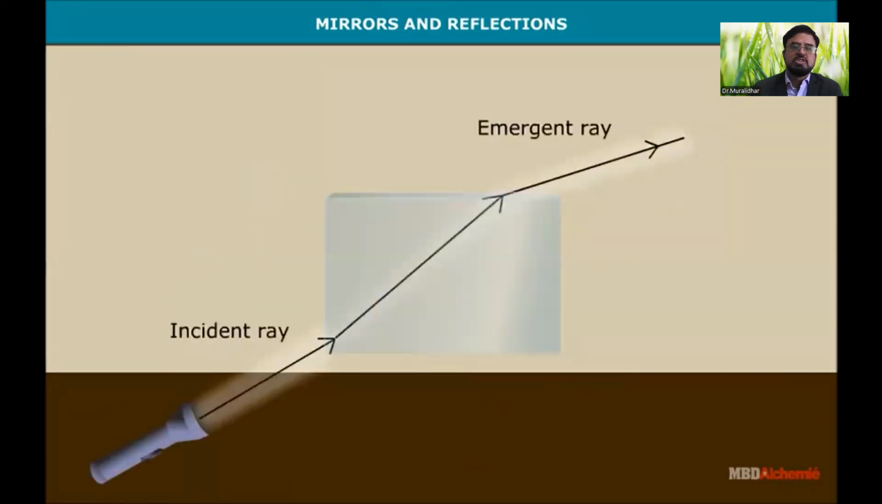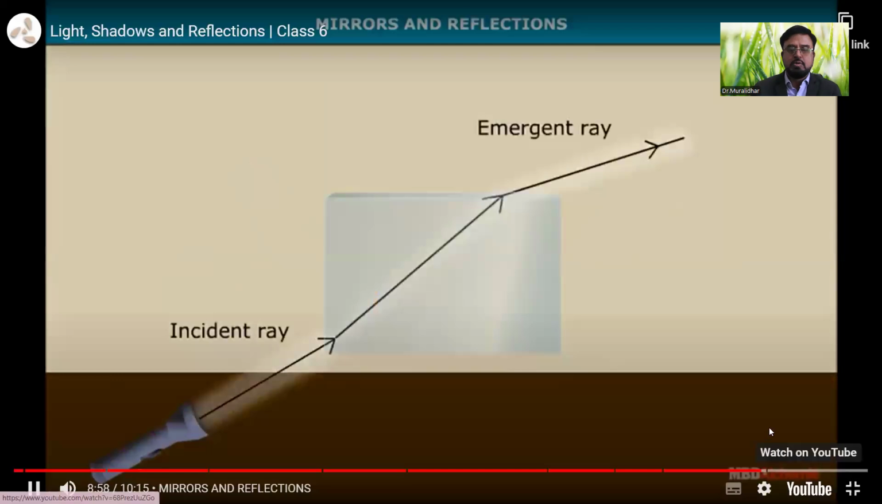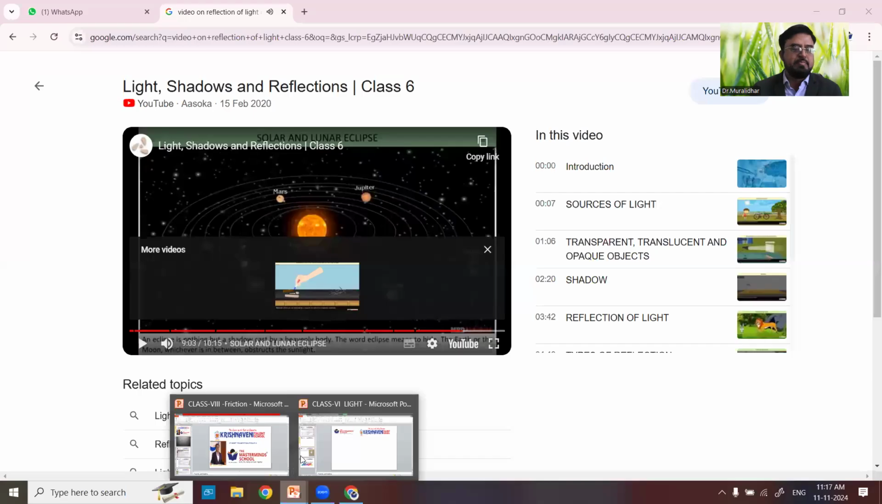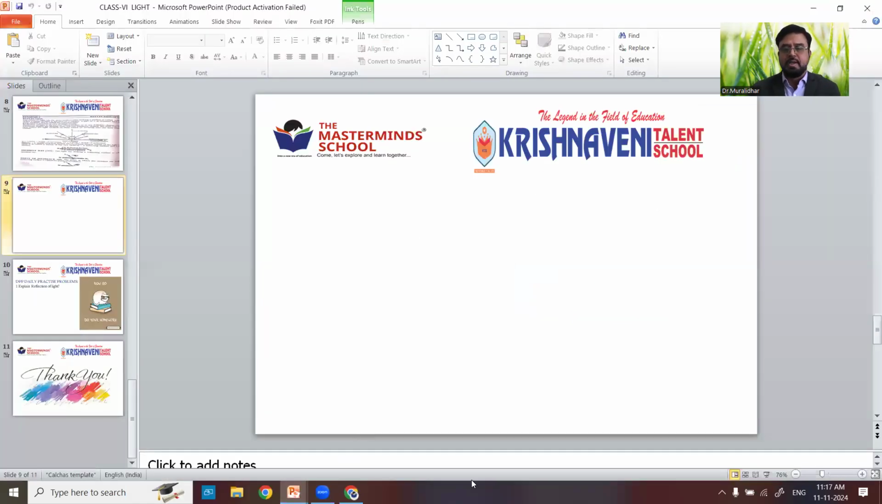Sending of light back to the different medium is called reflection. Solar and lunar eclipses come in the next class. When light goes from one medium to another, the bending of the light is called refraction, which is another important property of light. Today we have only the reflection part.